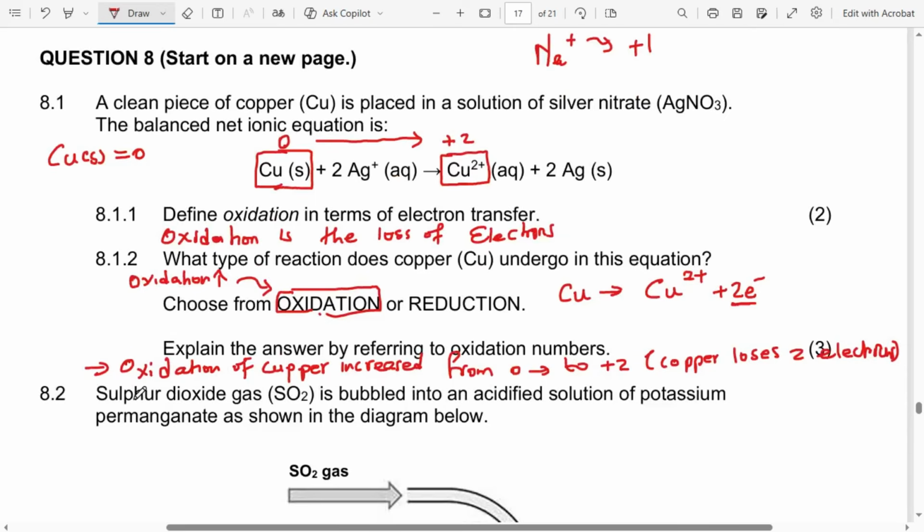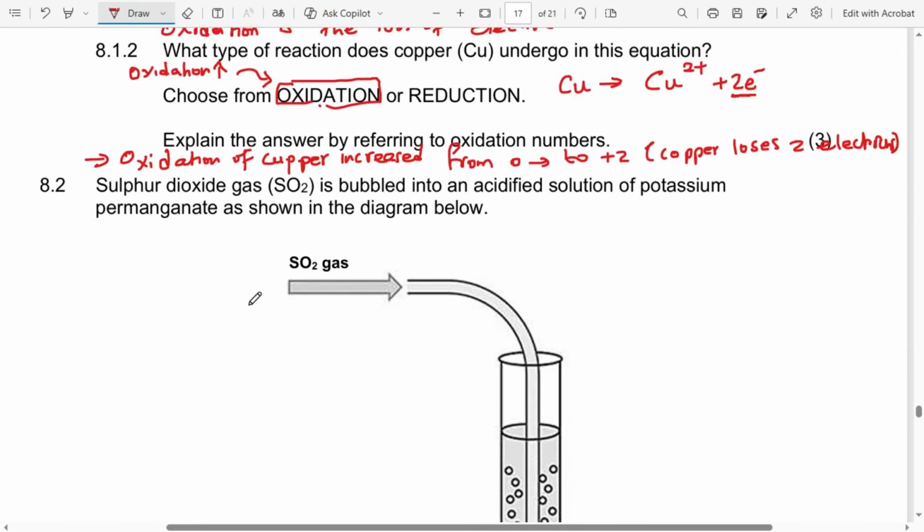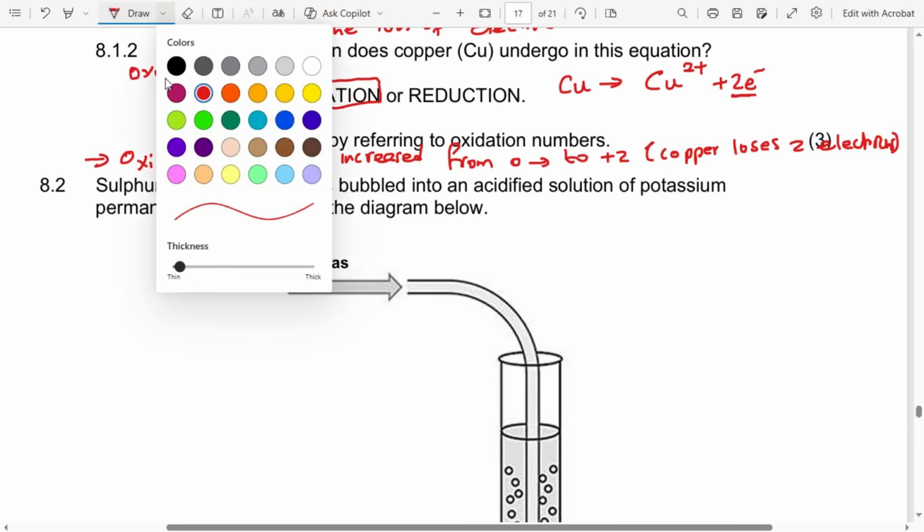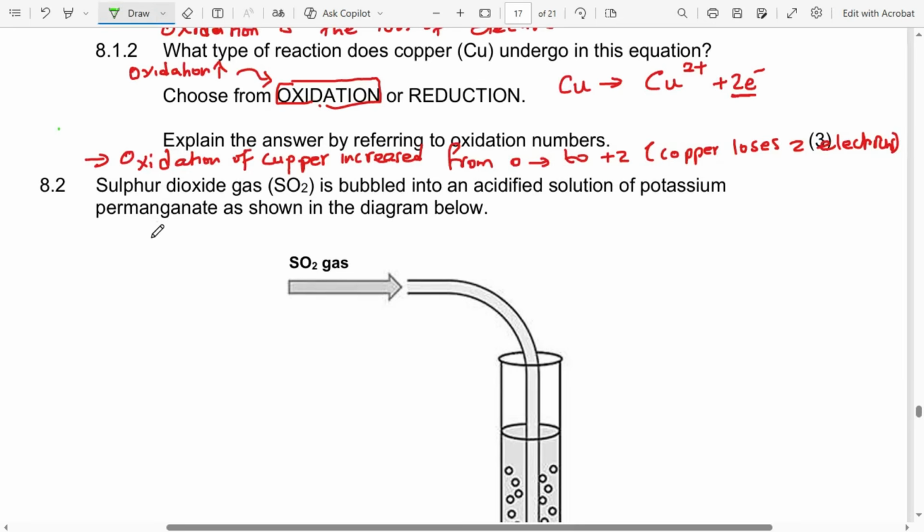The next question, 8.2. Sulfur dioxide gas is bubbled into an acidified solution of potassium permanganate. I remember this when I was teaching grade 12. I don't remember what the molecule was called. I don't know how to pronounce this, but I definitely know how to write it down. That is what is important.